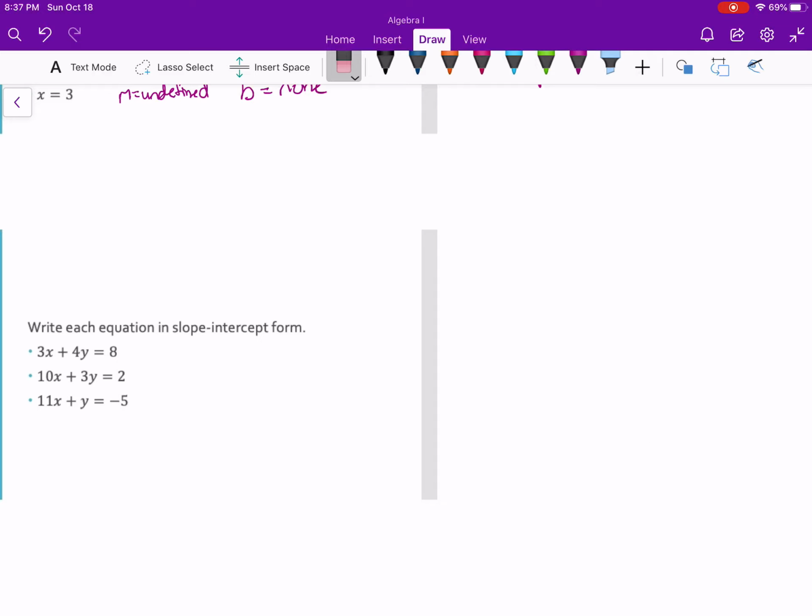And last example for the day. 11x plus y equals negative 5. Trying to get y by itself, so subtract 11x. Y equals negative 11x minus 5. Y is already by itself, so we're good there. Notice our slope is negative 11, and our y-intercept is negative 5.